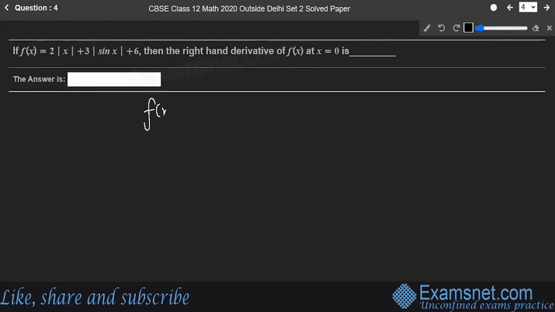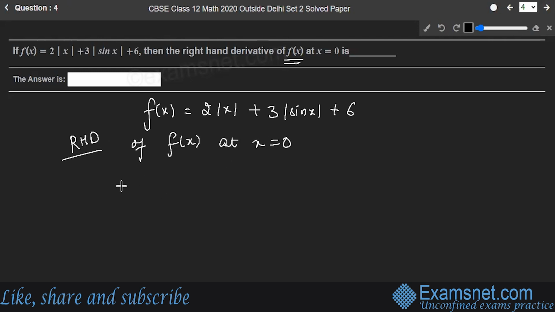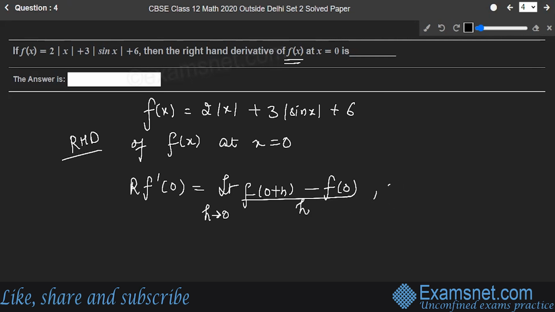Let's move to the next question number 4. So it says if f(x) is equal to 2 mod of x plus 3 mod of sine x plus 6, then the right hand derivative of f(x) at x is equal to 0 is. So you have to find out the right hand derivative of f(x) at x is equal to 0. So right hand derivative at x is equal to 0, this is what you need to find out. This is equal to limit h approaching 0, f of 0 plus h minus f of 0 whole divided by h, where h is a very small positive real number.